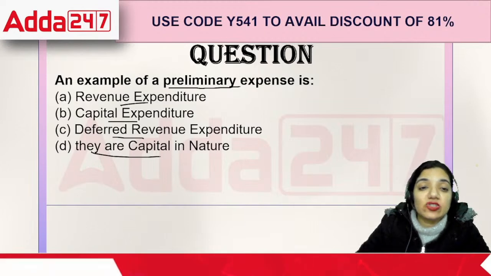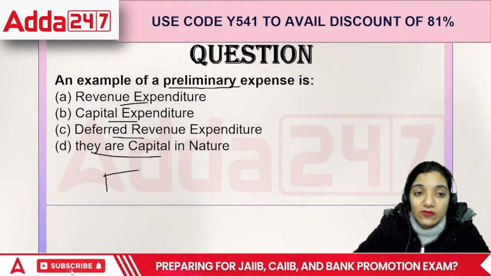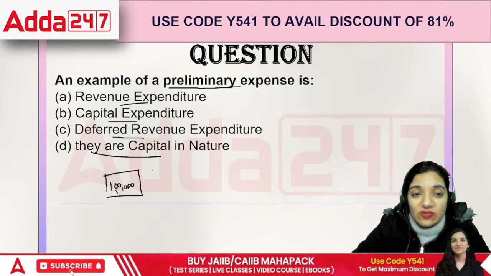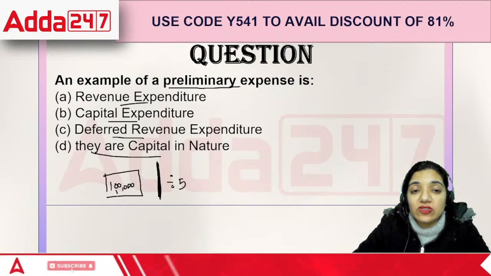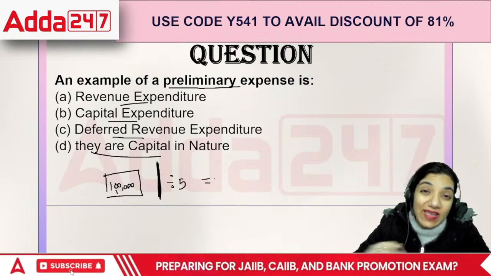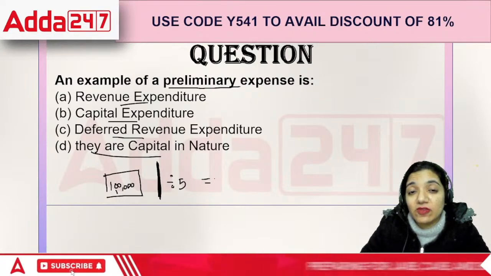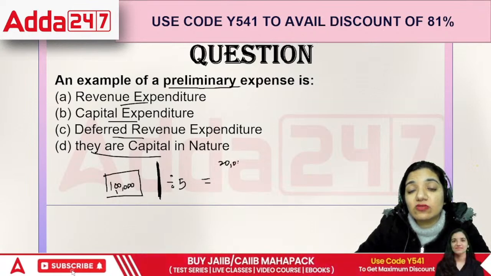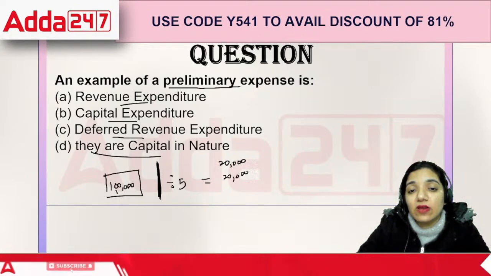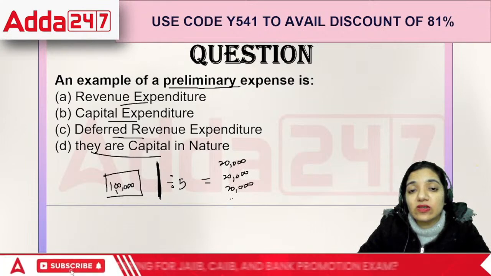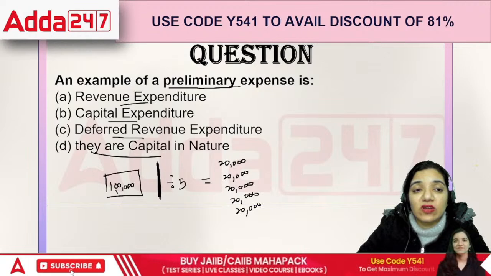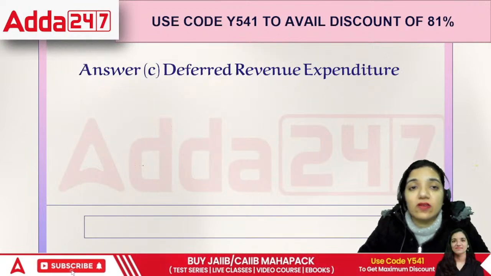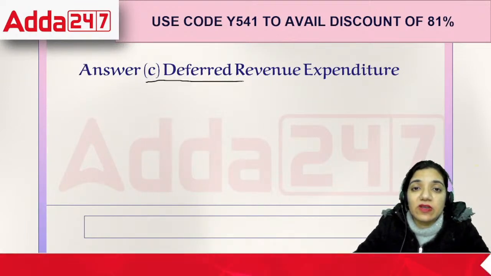So this expenditure basically is noted together first. Let's say I spent 1 lakh, and then they say once the organization is built, after that take 5 years, divide it and eliminate it altogether by the end of the 5 years. So 20,000 will be eliminated every year in order to close this account. Right? So that is what we call deferred revenue expenditure.